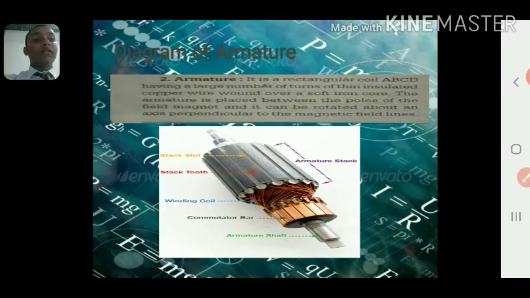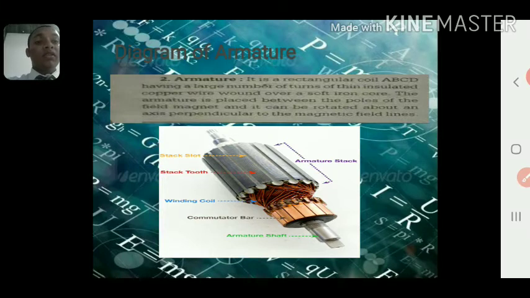Here is another definition of armature. You can see that it is a rectangular coil ABCD having a large number of turns of thin insulated copper wire wound over a soft iron core. The armature is placed between the poles of the field magnet and it can be rotated about an axis perpendicular to the magnetic field lines.